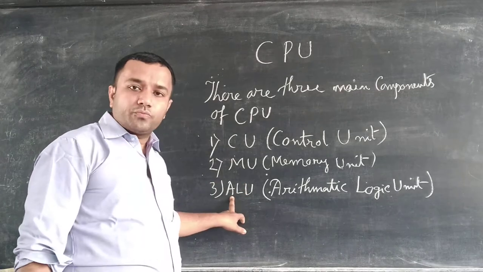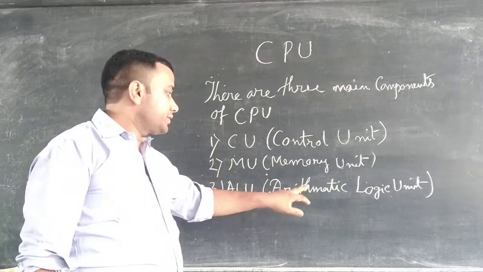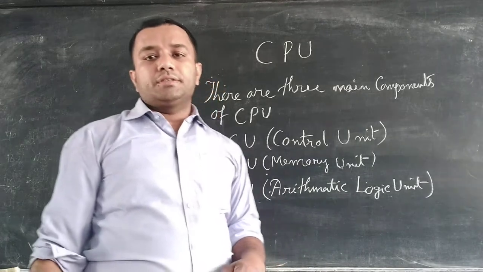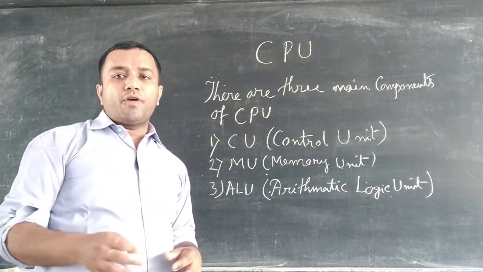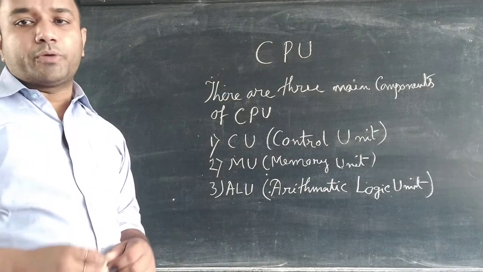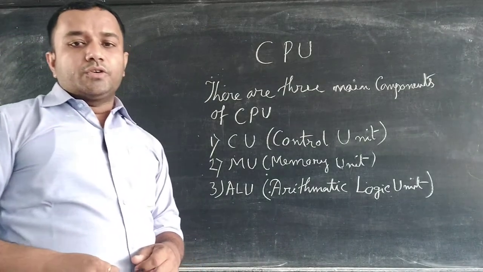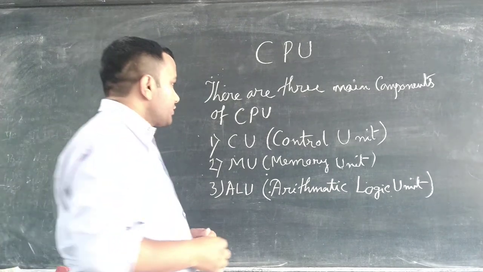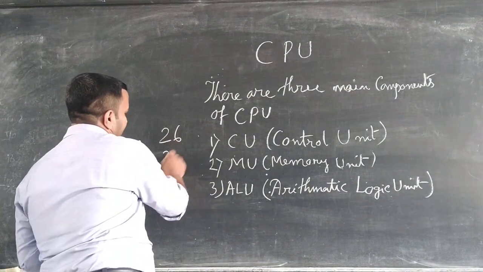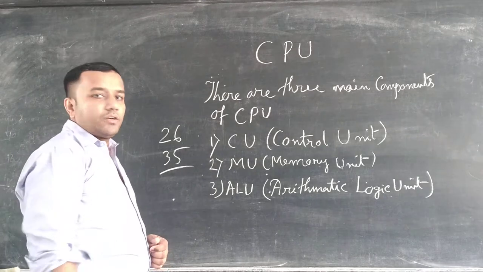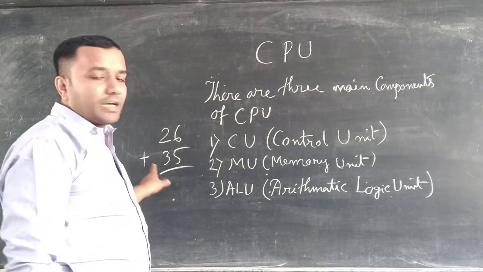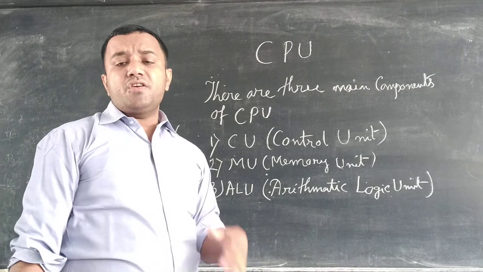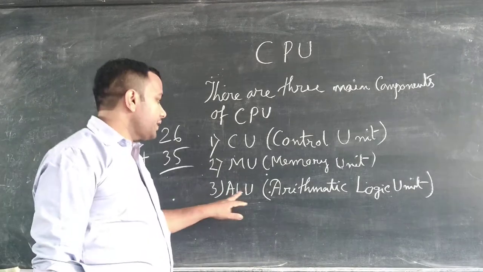And ALU, arithmetic and logical unit, or arithmetic logic unit. The arithmetic logic unit is a type of unit that performs all the arithmetical and logical operations. Arithmetical operation means, suppose, calculate 26 plus 35. So the plus operator, addition, subtraction, multiplication, division, modulus, exponent, every arithmetical operation is performed in the arithmetic unit.